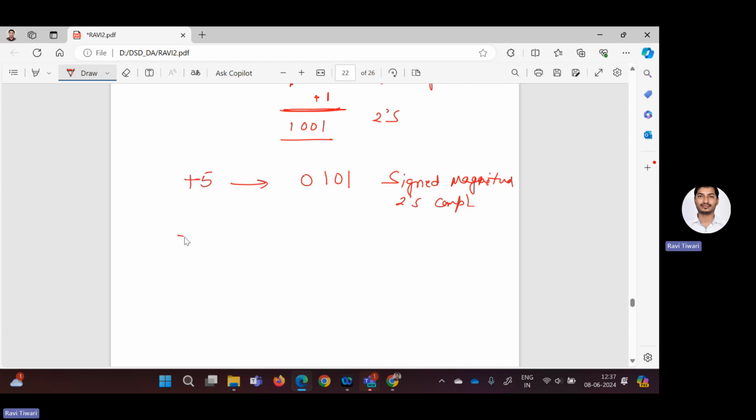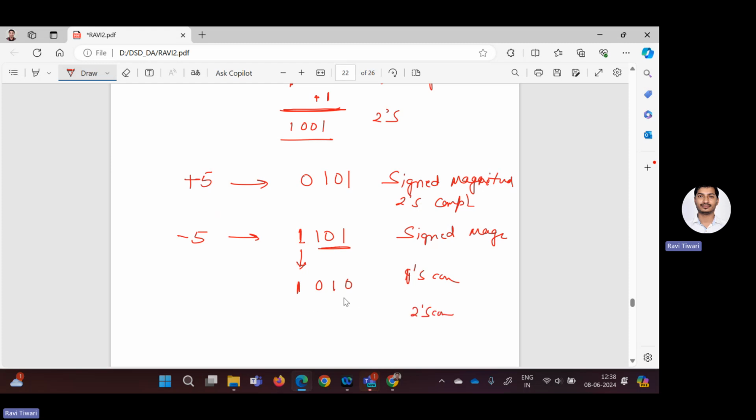Now, for example, you want to represent -5. As the number is negative, it will start with MSB 1, and then 5 in magnitude will be 101. This is the sign magnitude. Then we have to find the 1's complement. As I told you, for 1's complement, the sign bit will not change. So here in 1's complement, it is 1, 0, 1, 0. Because it's the 1's complement, the magnitude becomes complemented.